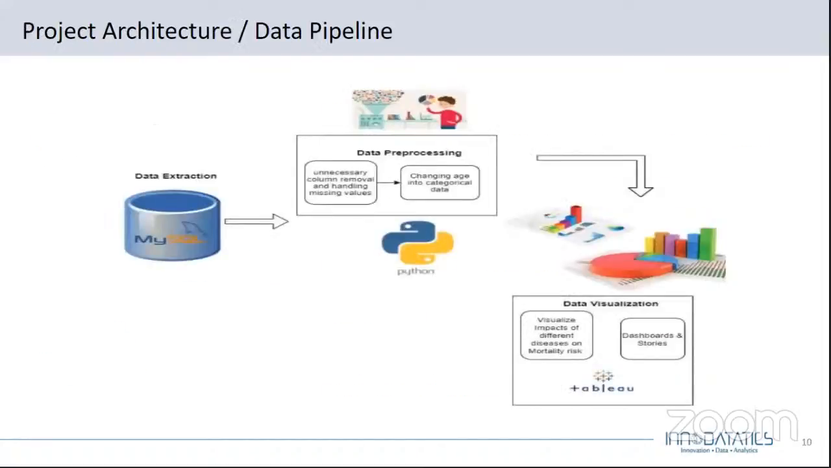The next topic is the data pipeline. Here, the data is collected from the client and then loaded into the Python environment. In this, we are performing the data pre-processing step. First, we remove the unwanted columns which are not necessary, and then handle the missing values. Next, we change the age column into categorical data. Then the modified data set is given to the data visualization tool. Here we are using Tableau as the data visualization tool, in which we visualize various diseases depending on the mortality risk by creating dashboards and stories. The next slide will be explained by Akila.